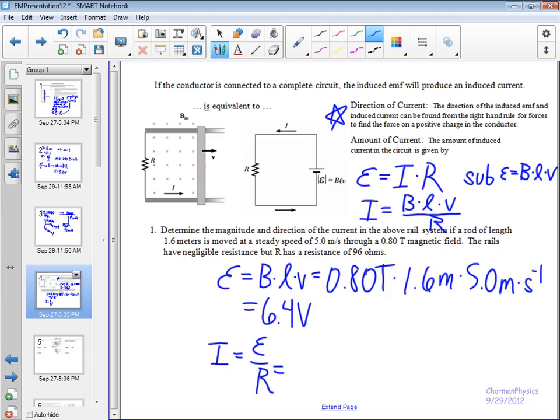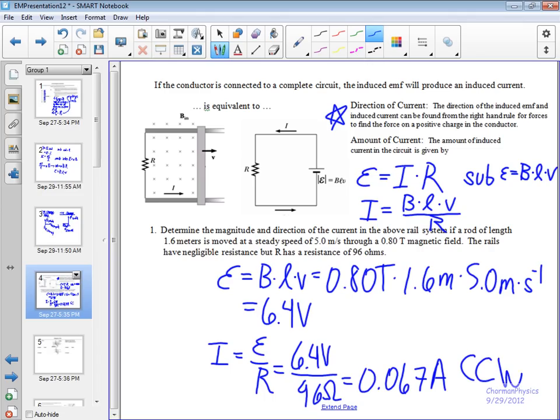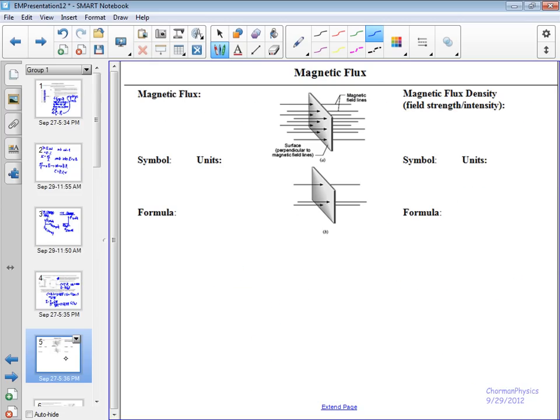The current, therefore, is just the EMF divided by the resistance, and this is equal to 0.067 amps, and the direction of this is counterclockwise. Or as the Brits and IB folk like to say, anti-clockwise. Look for that on the IB test.